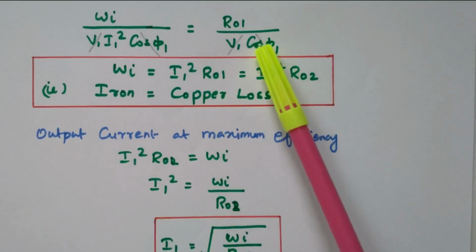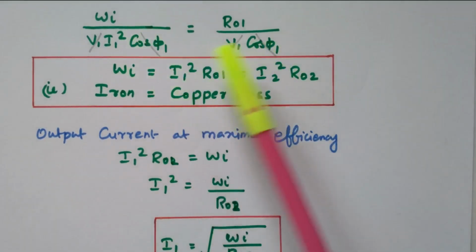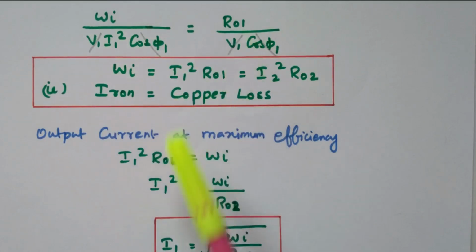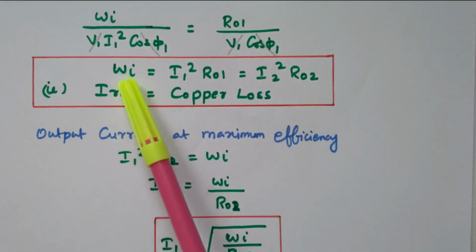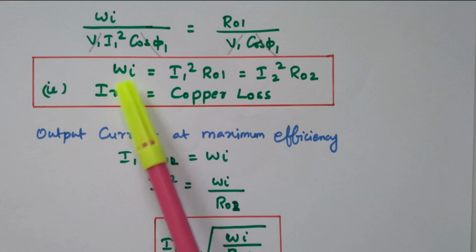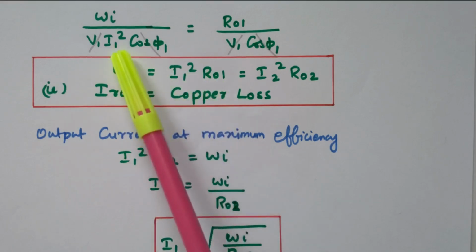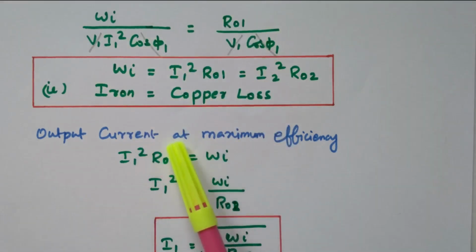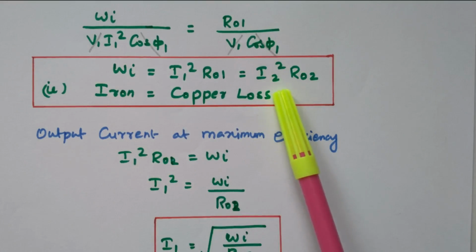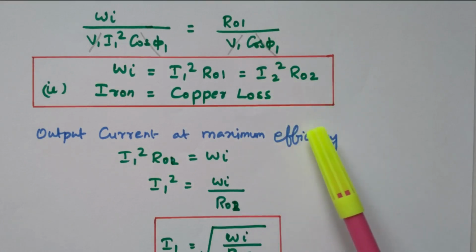So while bringing it to the right hand side, it becomes positive. Now this cos phi got cancelled, V1 also got cancelled. So what we have is Wi equal to I1 square R01. This I1 square is multiplied here. Otherwise we can write I2 square R02 also.